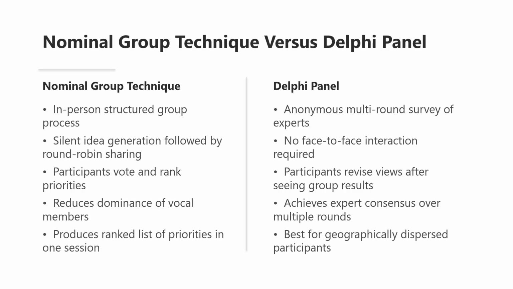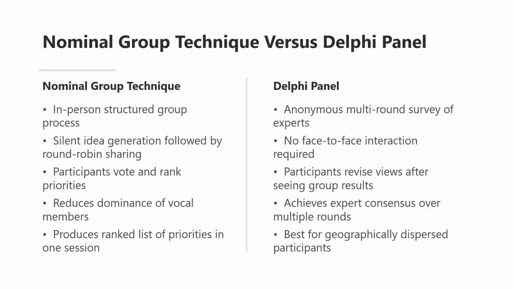Now let me introduce you to 2 specialized qualitative methods that appear frequently on the CHES exam. These are the nominal group technique and the Delphi panel. I think you will find these really elegant in their design because they are specifically built to achieve group consensus while minimizing the social biases that can distort group processes.